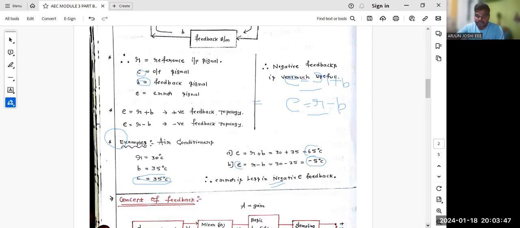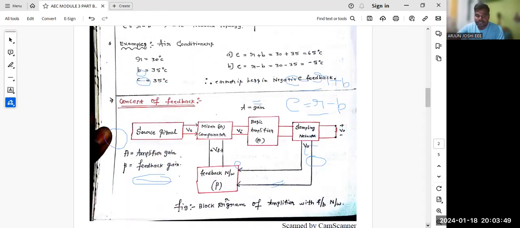What is the next topic, students? The next topic is very simple: the concept of feedback. Very basic understanding about feedback. Here there is a block diagram of a complete feedback network. Dear students, all of you, please check it out.